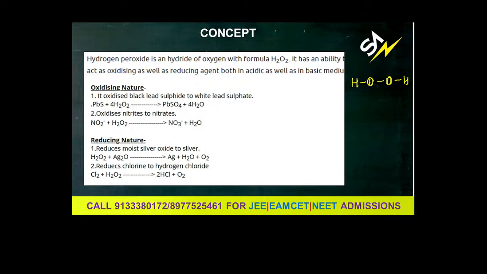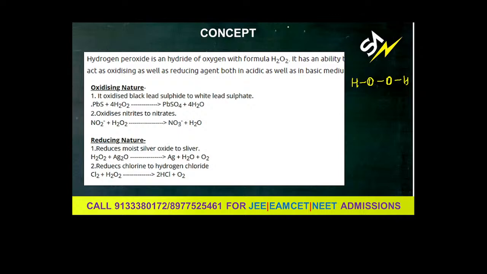When oxygen is present in the peroxy bond. The peroxy bond is nothing but an oxygen-oxygen single bond. So in the case of the oxygen-oxygen single bond, its oxidation state is -1. When the oxygen oxidation state is -1, that bond is called a peroxy bond. So H2O2 is called hydrogen peroxide.